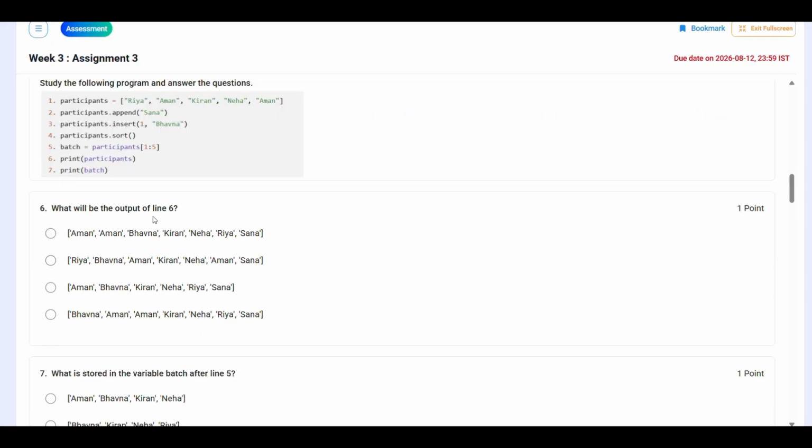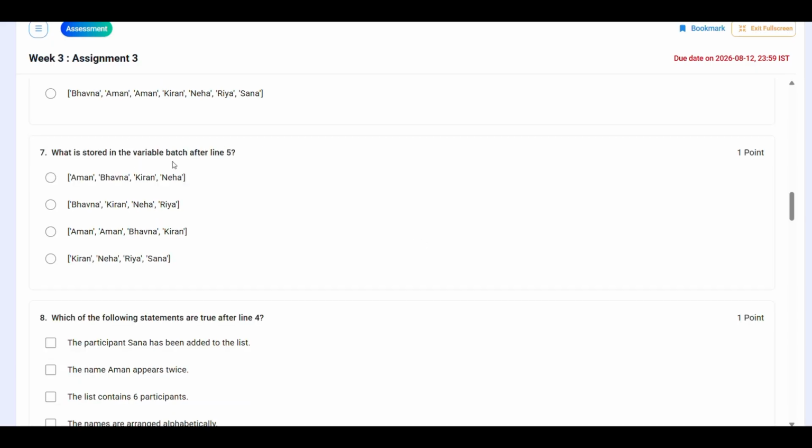Again, a scenario giving you some lines of code, and the question: what will be the output of line six? The output of line six is Aman, Aman, Aman, and Bhavna, Kiran, Neha, Riya, Sana is correct. It means option A is correct. Seventh question: what is stored in the variable patch after line 5? The answer is Aman, Bhavna, Kiran, Neha. Yes, this one is correct.